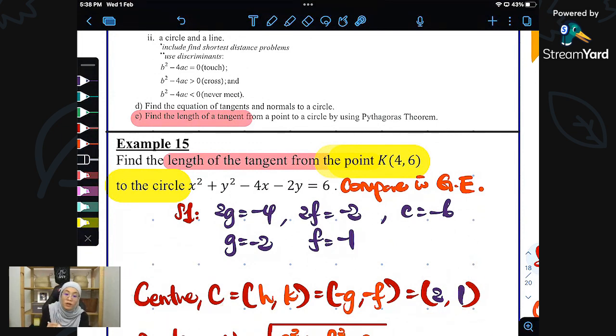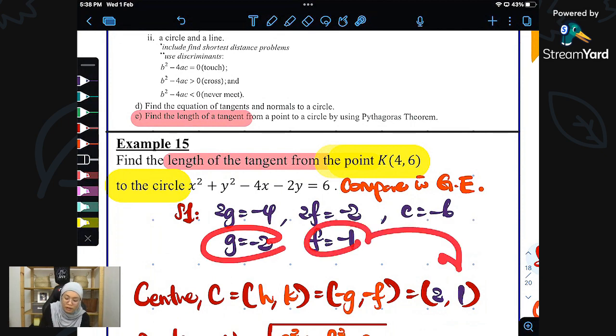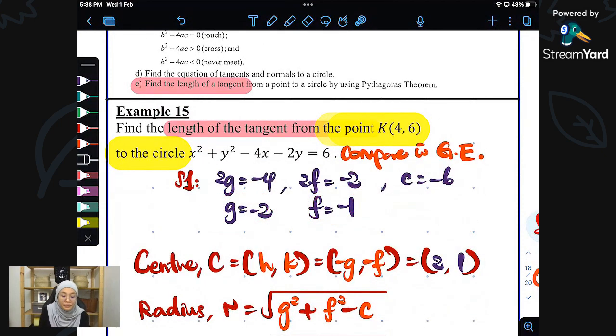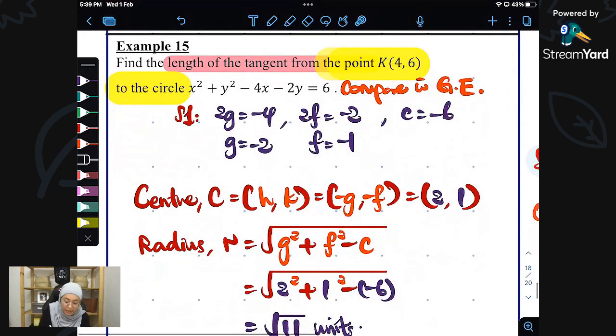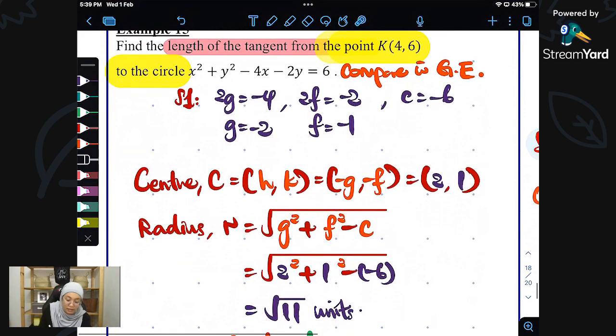This is very, very important to chart. Every time we find g and f, it means we automatically want the center. Then to find the radius, it is very important to find both center and radius. We use this formula, which you must memorize: the square root of g squared plus f squared minus c. You substitute it in, and you get the square root of 11 units.